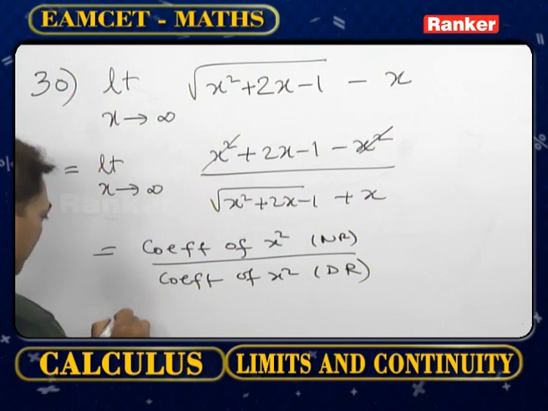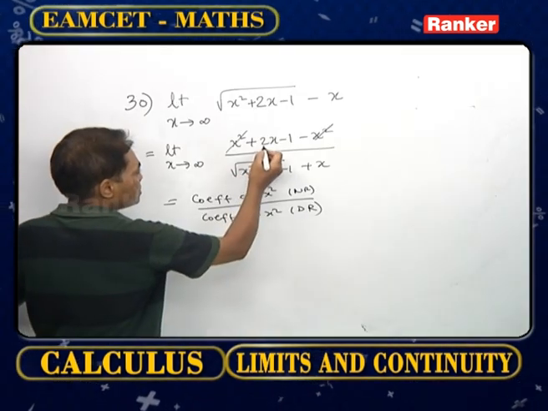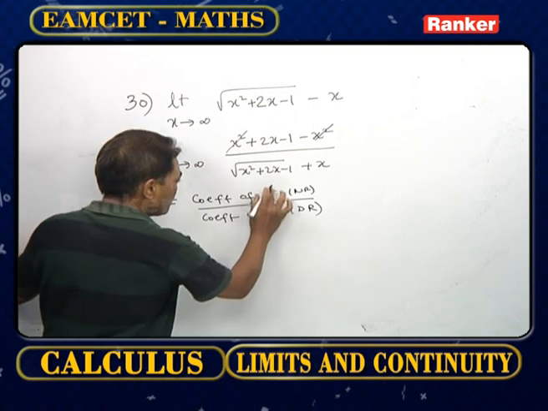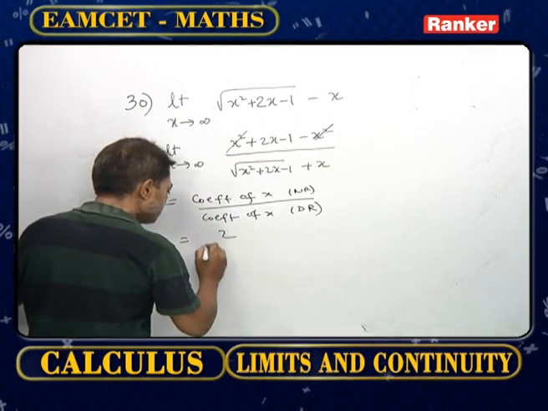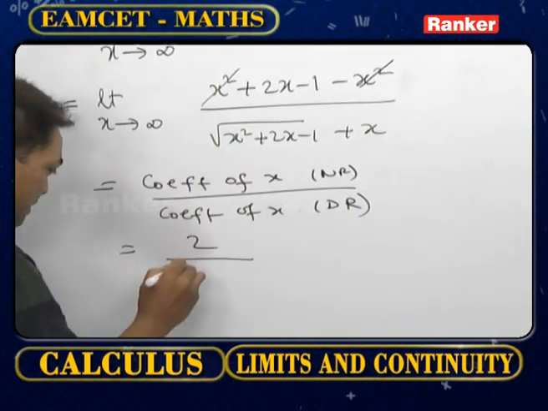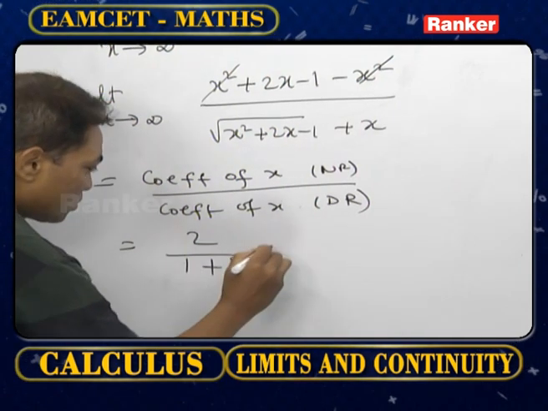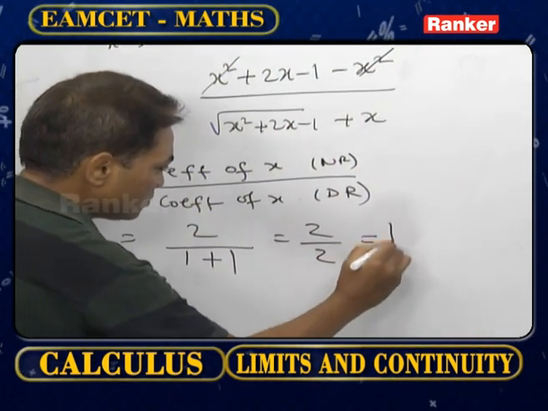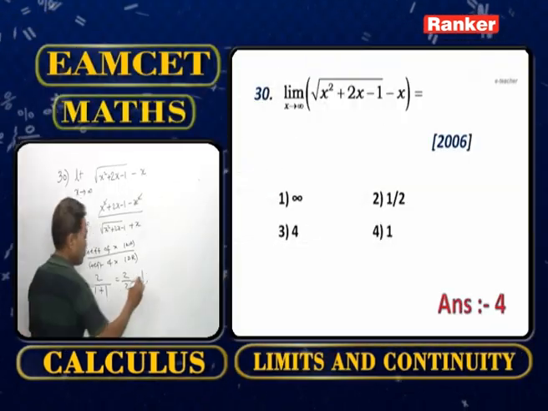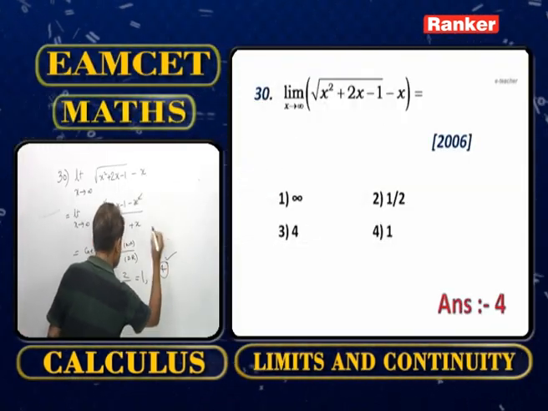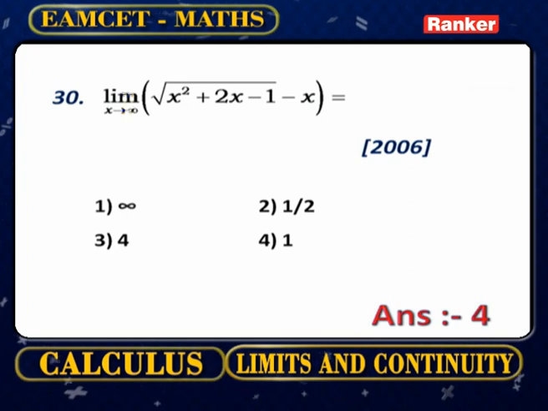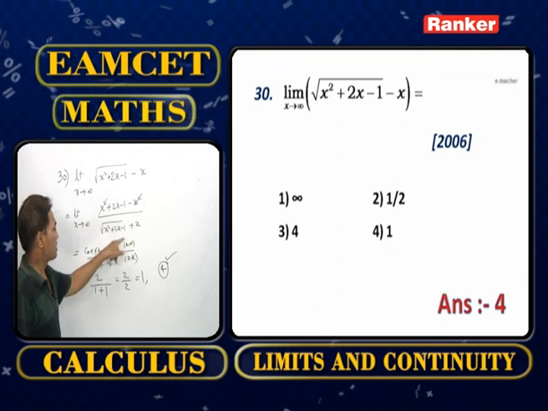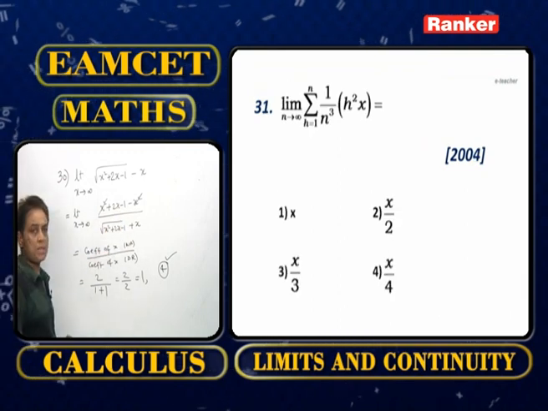Just now I told, when m is equal to n, it is quotient by quotient. So, here, it is not x square, it is x only. So, 2 is there in the numerator, here 1 is there, here 1 is there. So, it becomes 2 by 2, which is equal to 1. So, option number 4 is the right answer. So, using the previous formula, highest power in the numerator is x, in the denominator also, root x square means x only, x plus x is 2, 2 by 2 is 1. So, final answer is 1.